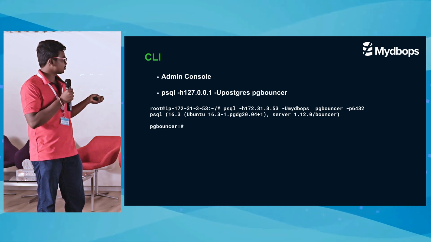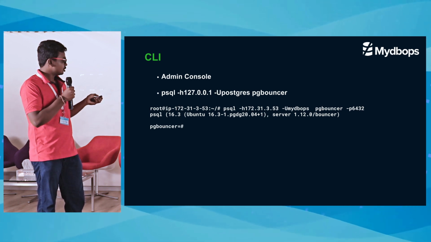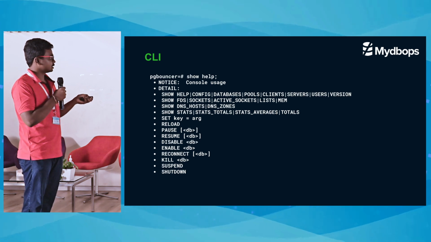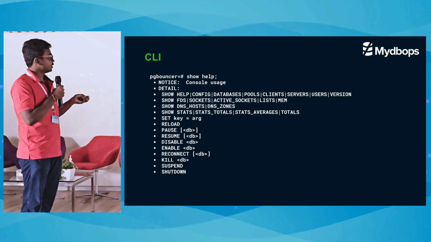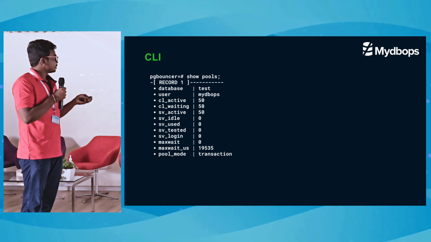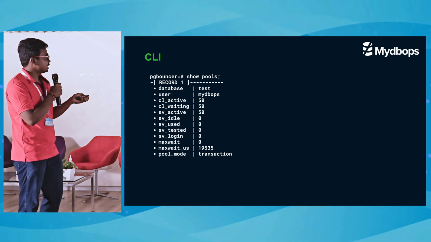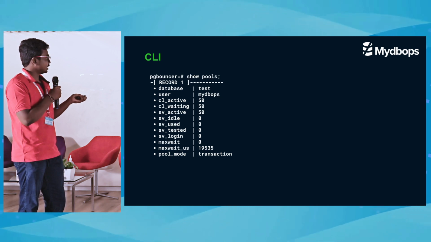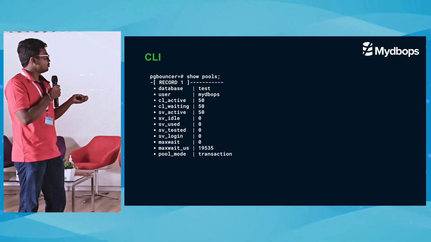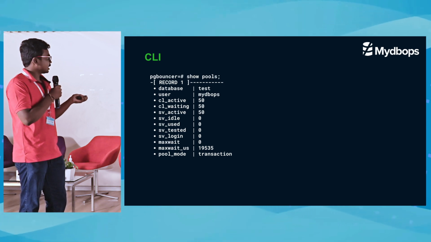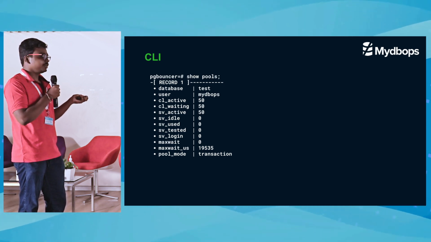This is an example of the PgBouncer admin console. Once you are in the admin console, you can run all these commands to monitor. For example, this is the basic one, SHOW POOLS, one of the commands. This is giving all the details. For example, client active: 50 clients are currently actively querying my database. And client waiting: 50 queries are waiting.